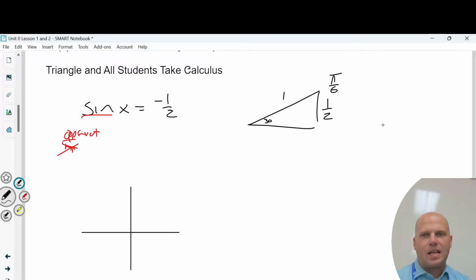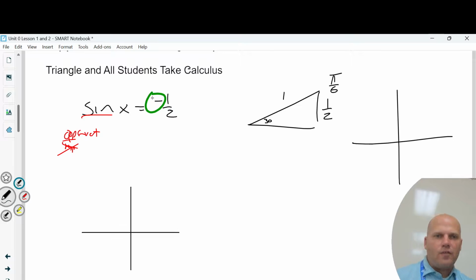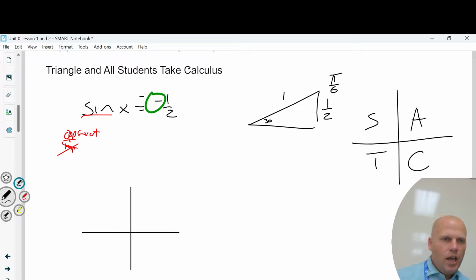Well, then I think about the sine. Sine of an angle equals negative 1/2. If I am trying to find out when sine is negative, there is a mnemonic that might help you. It's called All Students Take Calculus. It just helps you remember what trig functions are positive where.